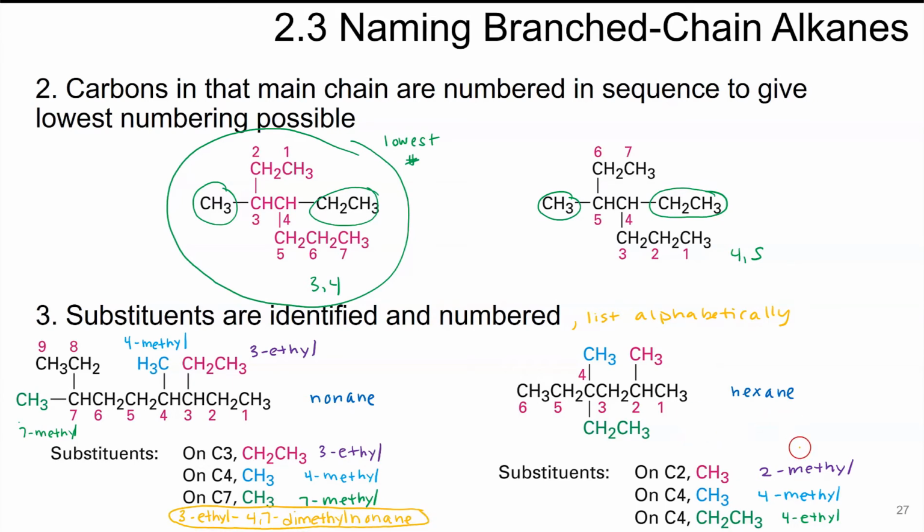This one over here, we have ethyl, methyl, methyl. This would be 4-ethyl, 2,4-dimethyl, and then hexane. Again, we use di to indicate that there are 2 methyl groups. The 2 and the 4 tell us where those groups are.